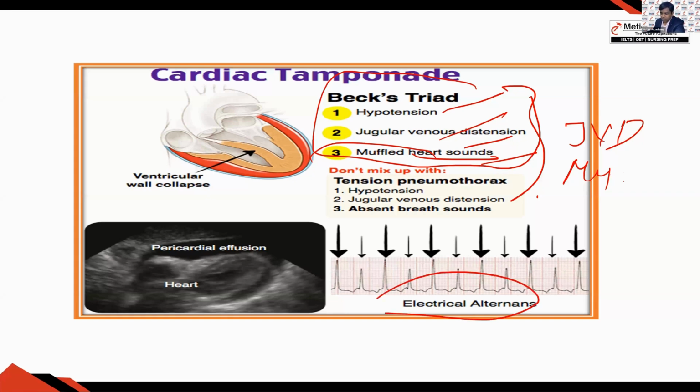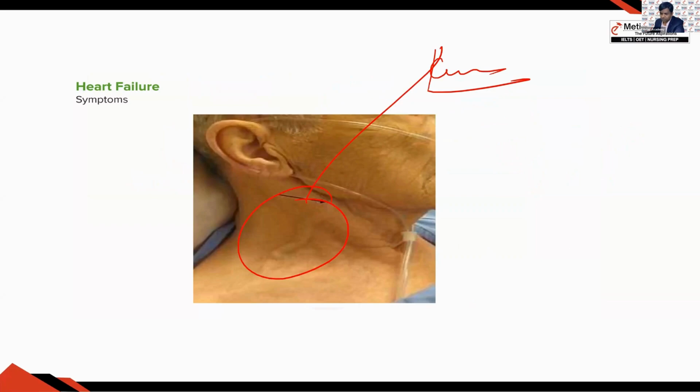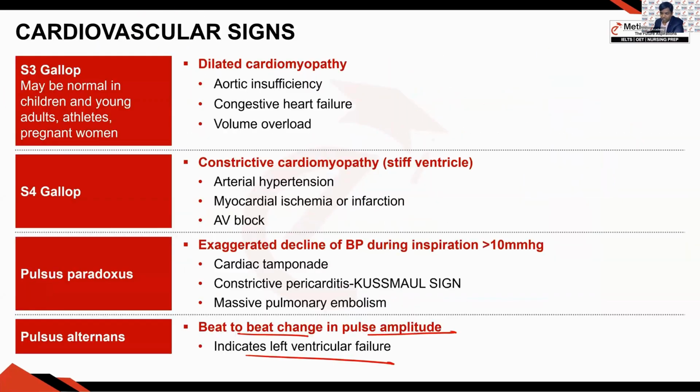Pulsus alternans we have also seen: up and down pulse, beat to beat changes of the pulse amplitude. It's an image I have added here. So this is the major sign, and then we have the next sign.